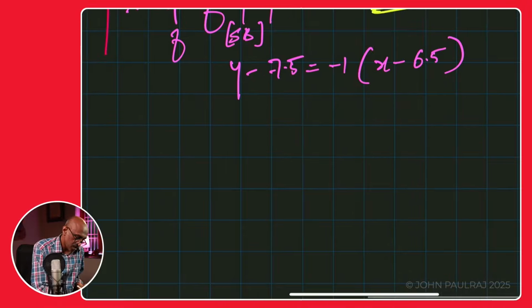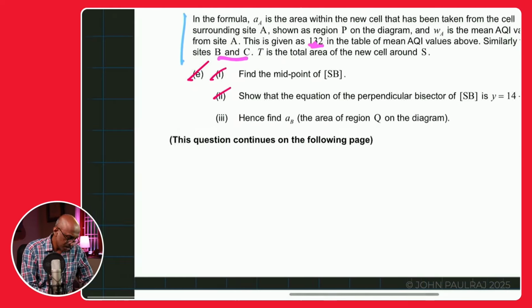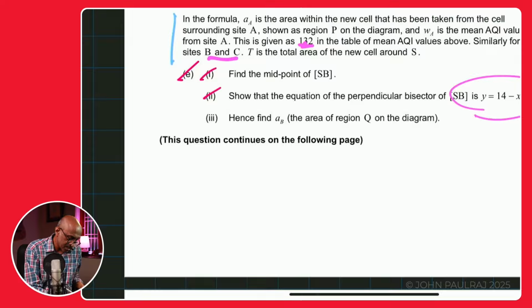Let's rearrange this. y equals -x plus 6.5 plus 7.5, and that's 14, I believe. So -x plus 14, which is the same thing as 14 minus x. This was a show-that kind of question, and we've shown that this is exactly the equation of the perpendicular bisector. That's all the time we have for this video. We will continue solving this question in the next video.